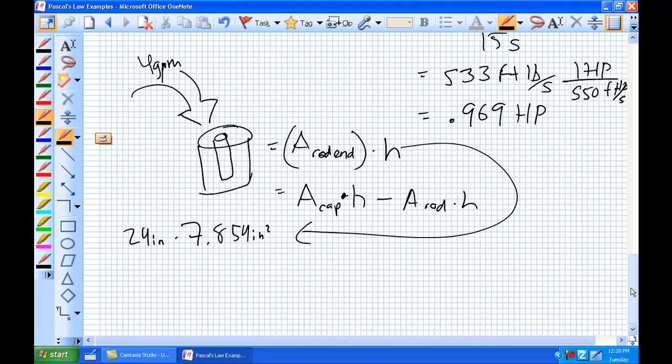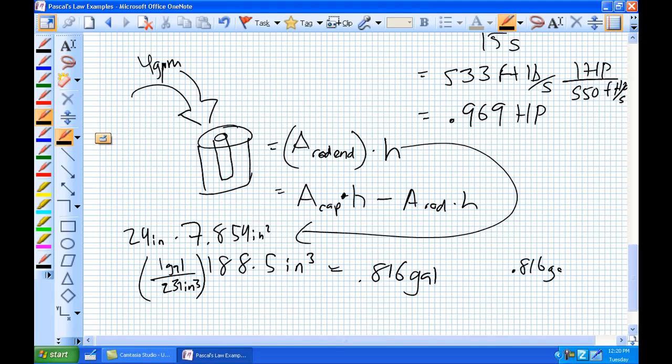So what do we get here? Should give us a value of 188.5 cubic inches. What's that in gallons? 1 gallon equal to 231 cubic inches, so 0.816 gallons. How fast will a flow rate of 4 gallons per minute fill up a space of 0.816 gallons? 0.816 gallons, 4 gallons per minute.